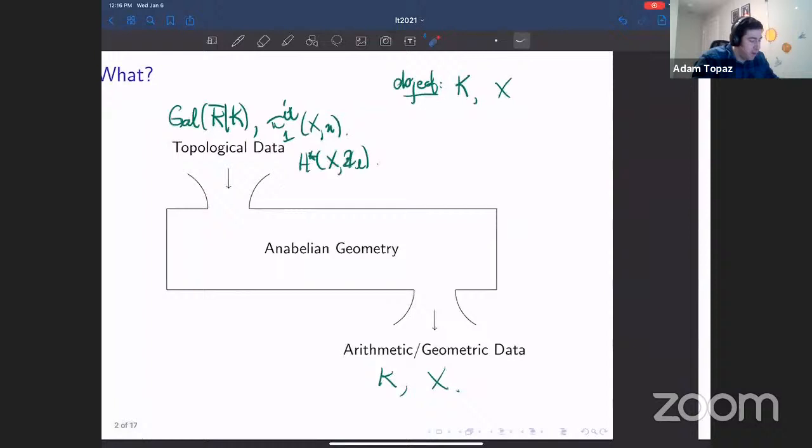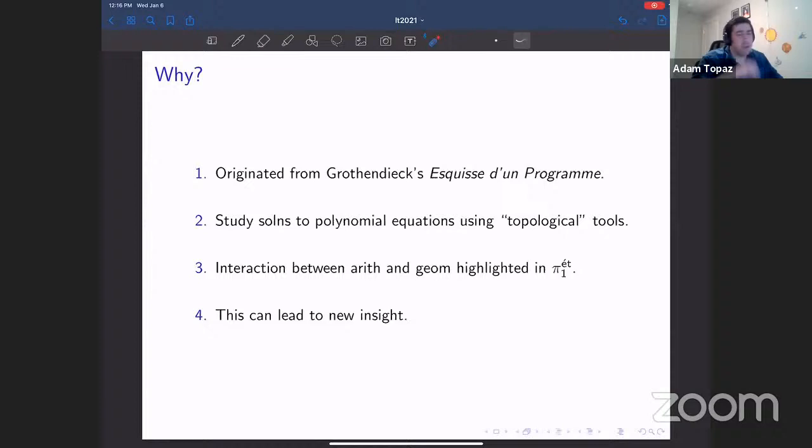Okay, so how is this done? Or maybe first, why should this be done? So this anabelian program really originated with Grothendieck's Esquisse program. And the goal in some sense was to study arithmetic or geometric objects using Galois theory. And maybe I should mention one of the original motivations for this sort of philosophy, at least if I remember correctly, was as an approach towards the Mordell conjecture, which is a question about finiteness of solutions to polynomial equations.